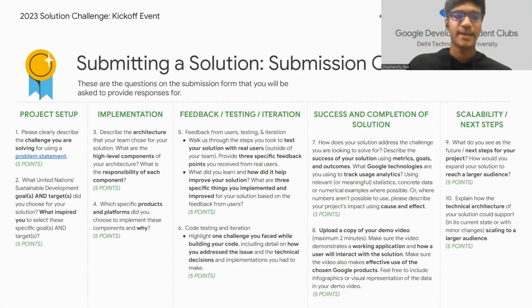Coming on to the submission criteria, it has project setup, where you have to clearly describe the challenge you are trying to solve, the goals and targets, and what inspired you to pick this. And then you have implementation. You have to talk about the architecture, the high level components, and the responsibility of each component. You have to keep this in mind, along with the products and platforms that you have used and why you picked those. Then feedback, testing, and iteration.